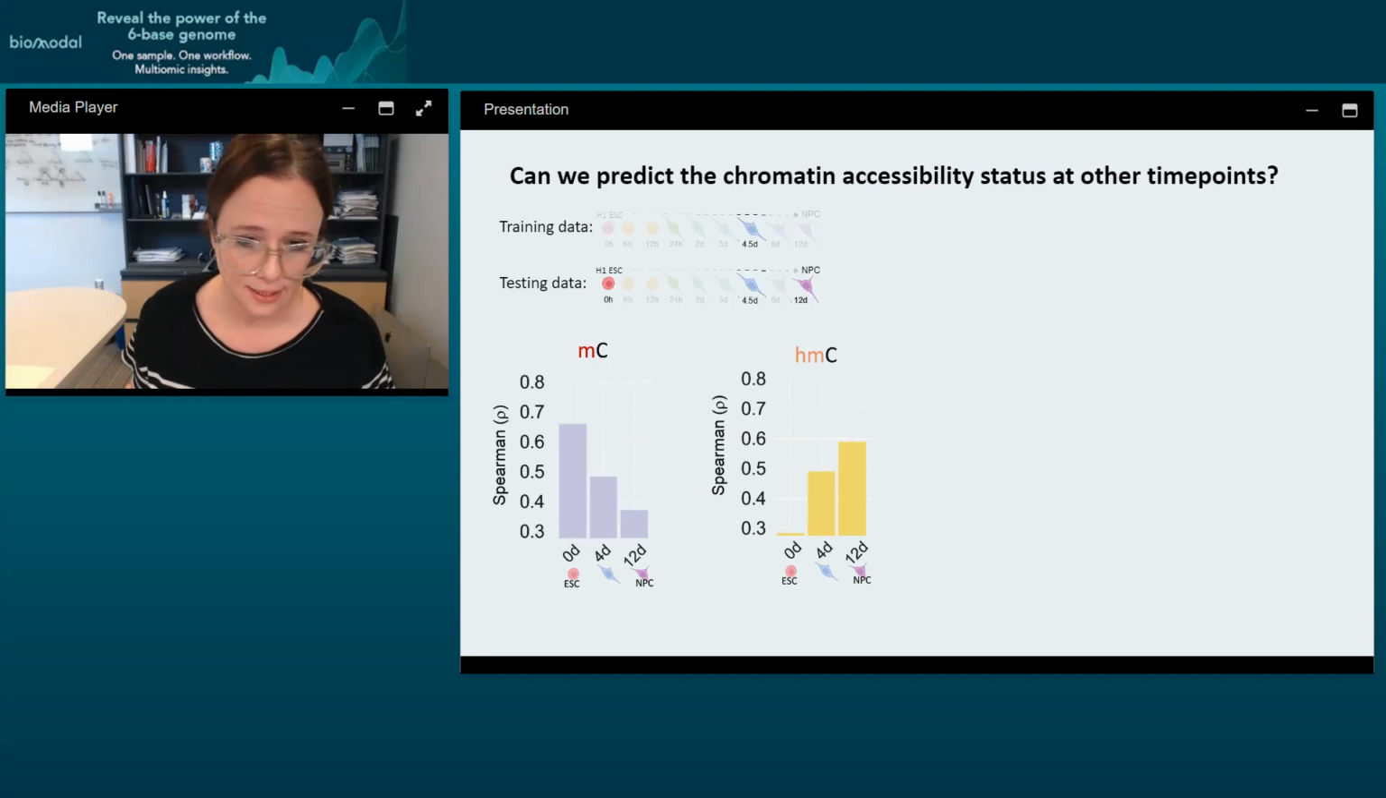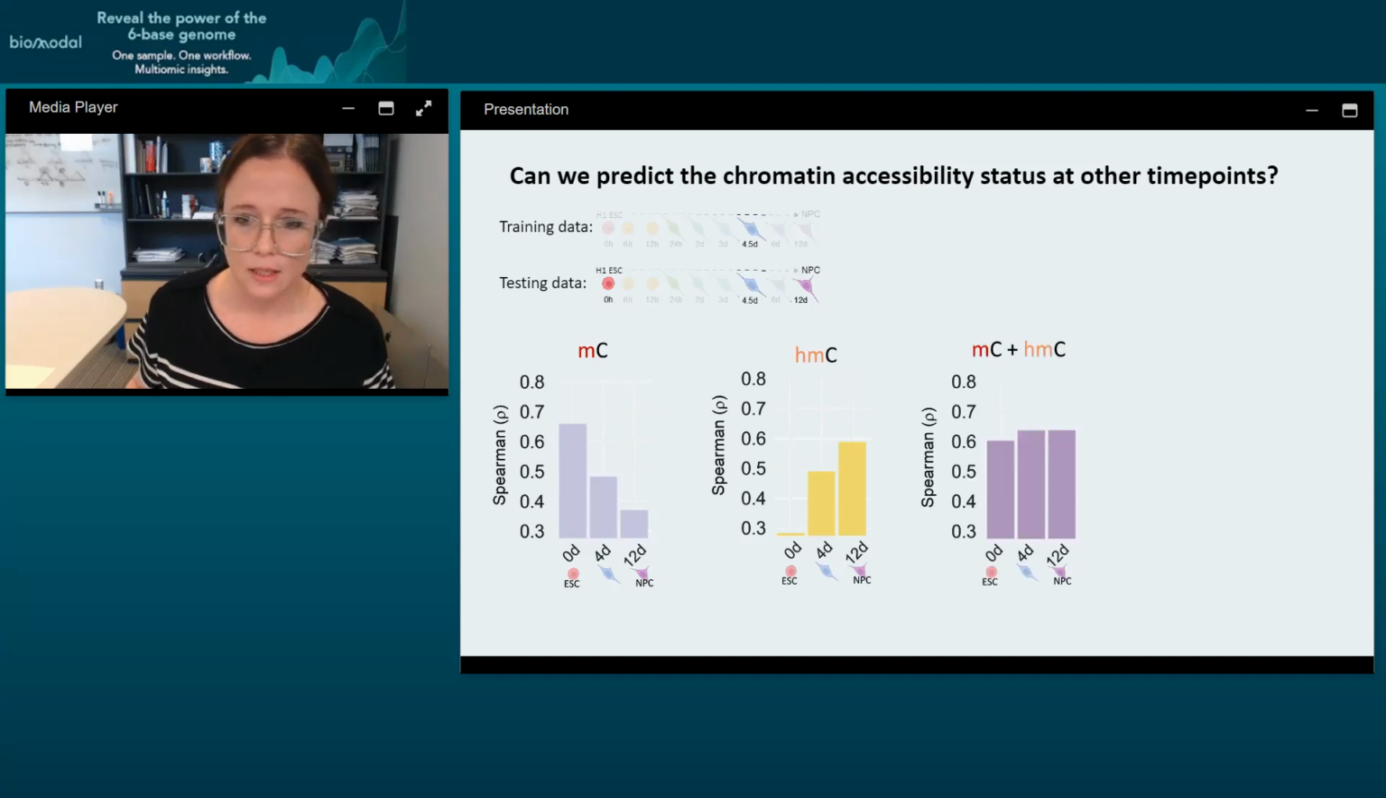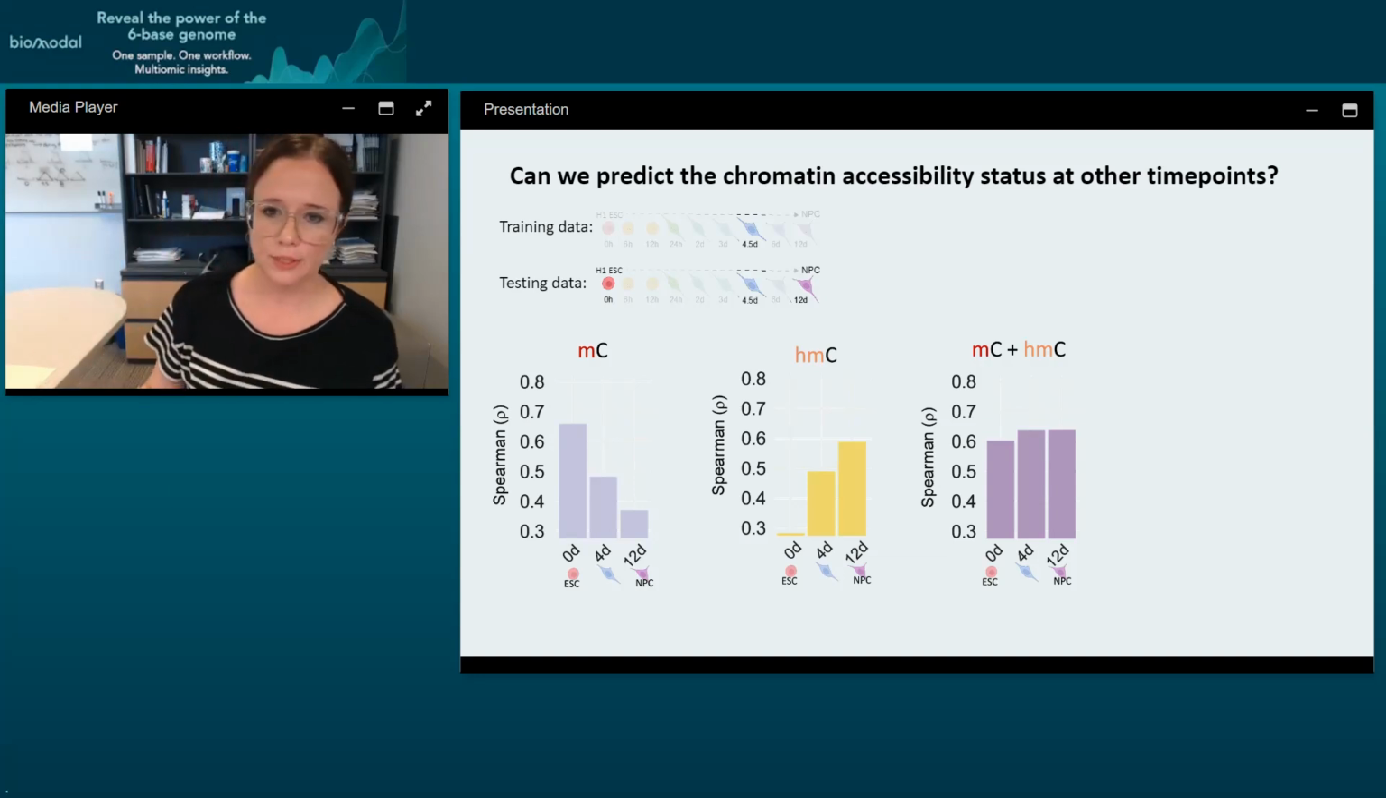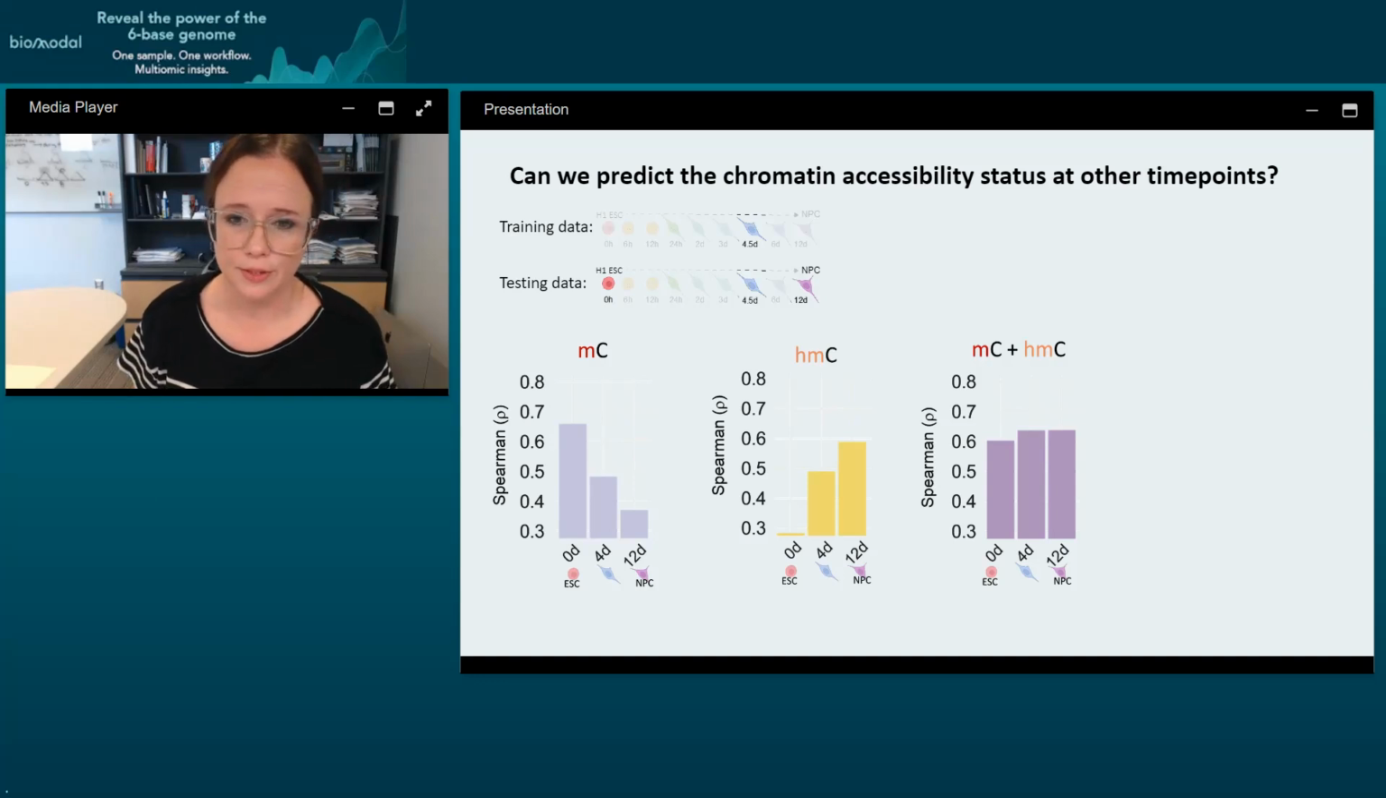If we use hydroxymethylcytosine, it's the opposite trend. We're actually really bad at predicting accessibility at 0 days, but better at predicting future accessibility states. And just as a reminder, we train this data at 4 days. When we predict accessibility at 12 days, it performs even better than predicting at its own time point. And then, of course, if we use both methylcytosine and hydroxymethylcytosine in our training data set, those perform better than either of those states alone at predicting accessibility. They just contribute to the model differently depending on if you're predicting the past or the future.